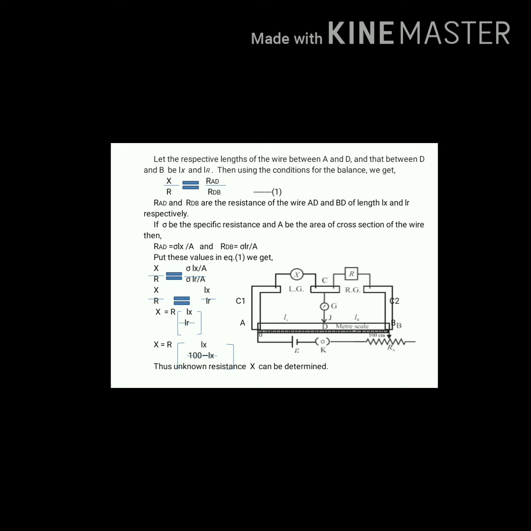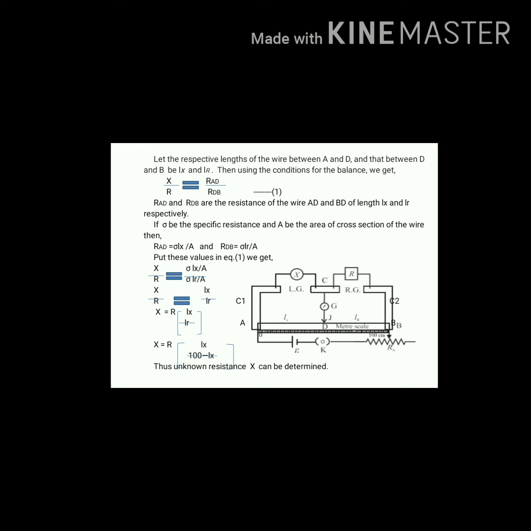Put this value in equation number one. We get X upon R equal to sigma into LX upon A, whole divided by sigma into LR upon A. Then cancel the common terms sigma and A. We get X upon R equal to LX upon LR. Therefore the final equation is X is equal to, by cross multiplication, R into bracket LX upon LR. We get the final equation here: X is equal to R into LX upon 100 minus LX.